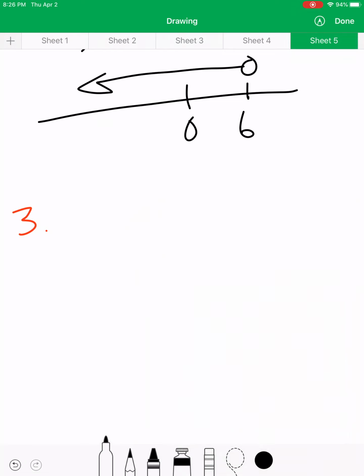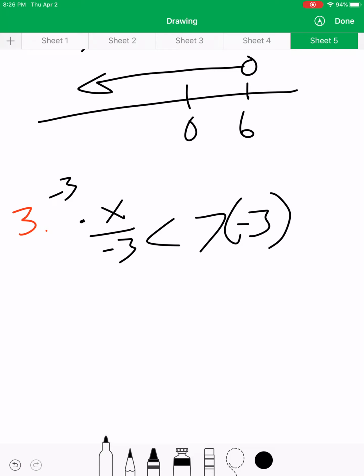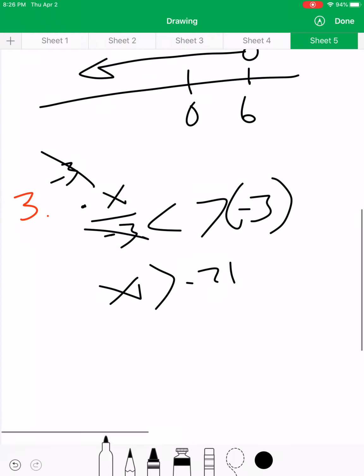Number 3 here, x divided by negative 3 is less than 7. X is being divided by negative 3. We do the opposite operation, times negative 3, times negative 3. These guys cross out. X, we divide it or multiply it by a negative. Whenever that happens, you flip the direction of your inequality sign. X is now greater than negative 21.